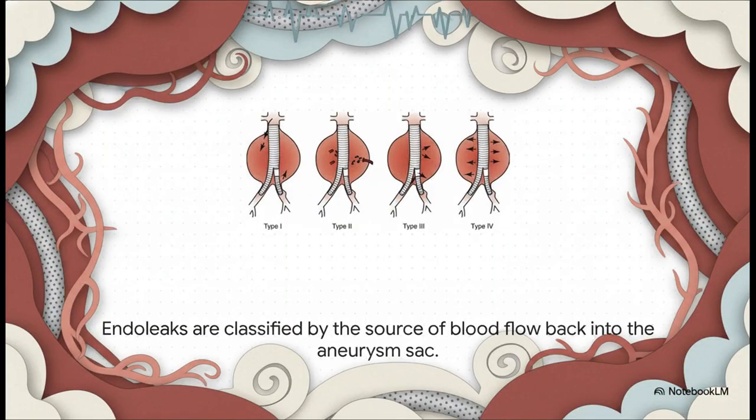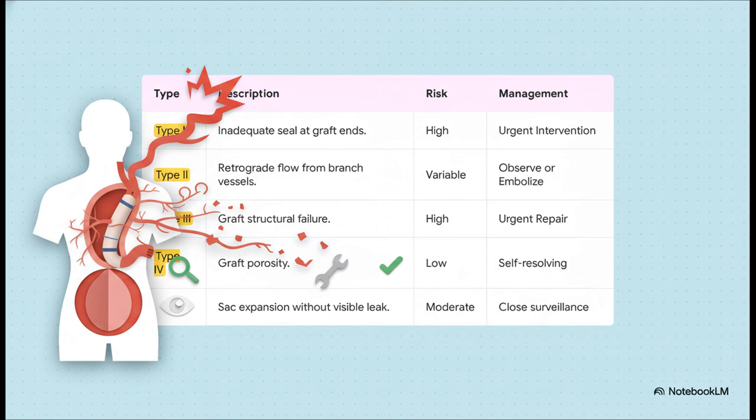All right, let's talk about the most common long-term problem after an EVAR, and that's the endoleak. All this means is that there's still blood getting into the old aneurysm sac, flowing outside the stent graft. This picture gives a great little roadmap to the different types, which we're about to break down. This table really gets into the weeds, but here's the most important takeaway. Not all endoleaks are created equal. You need to know the difference between the bad ones and the not-so-bad ones.